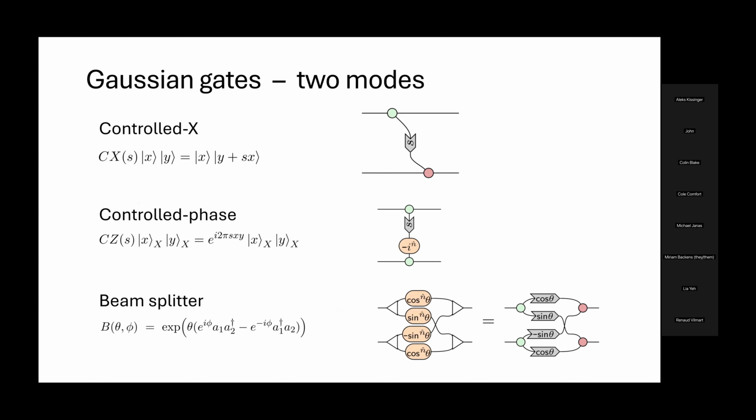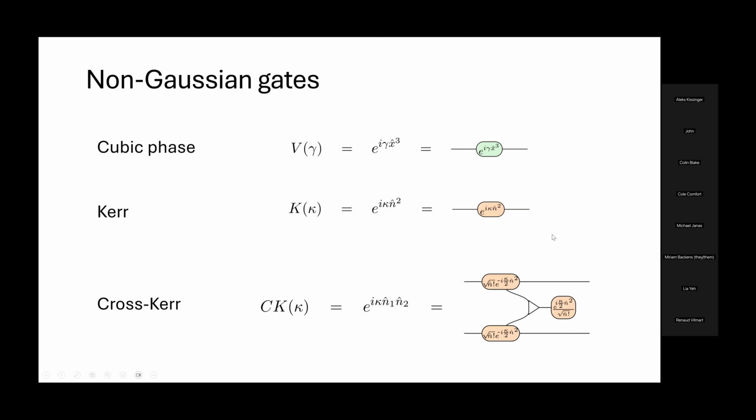We also have two-mode gates, which are the controlled phase and beam splitter. And there are two equivalent ways of writing the beam splitter. Now, apart from the Gaussian gates, we also need some non-Gaussian resource to make this approximately universal, for which we can choose a cubic phase gate, a Kerr gate, or this entangling cross-Kerr gate.